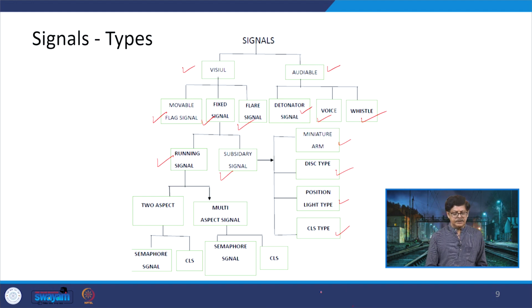When you talk about the running signals, they can be two aspect signals or multi aspect signals. And then within these two aspect or multi aspect signals, they can be of any of the type as far as the construction is concerned. It can be the semaphore signal, which is a physical signal with a hand which goes up and down to tell the loco pilot whether to stop or be cautious or move with a permissible speed, or another can be a CLS signal, that is the color light signal. So, these are usually being used nowadays.